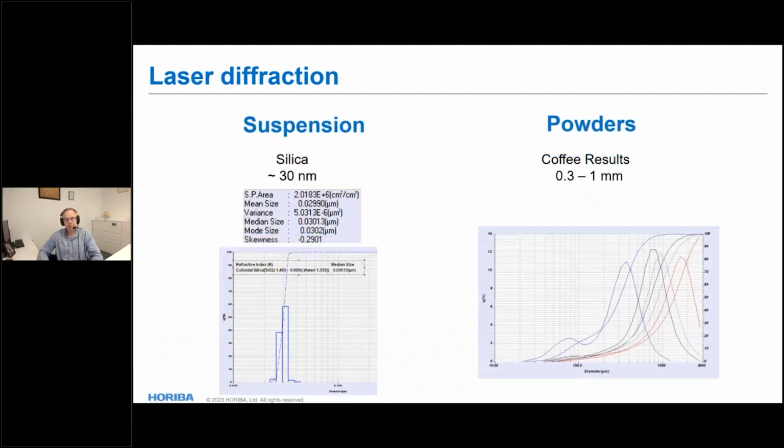Here's some example data, and these can both be done on the same tool with somewhat different sample presentation. On the left, I have a silica suspension at 30 nanometers, and on the right, I have size distributions of coffee powder starting at about 300 micron up to 1 millimeter, so much larger sizes. The one on the right, of course, is a dry powder. The one on the left is a suspension in a liquid. So that's a testament to the range and power of laser diffraction.